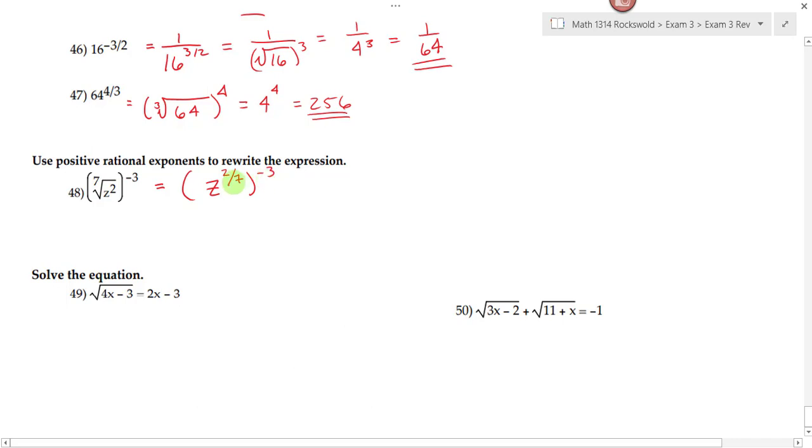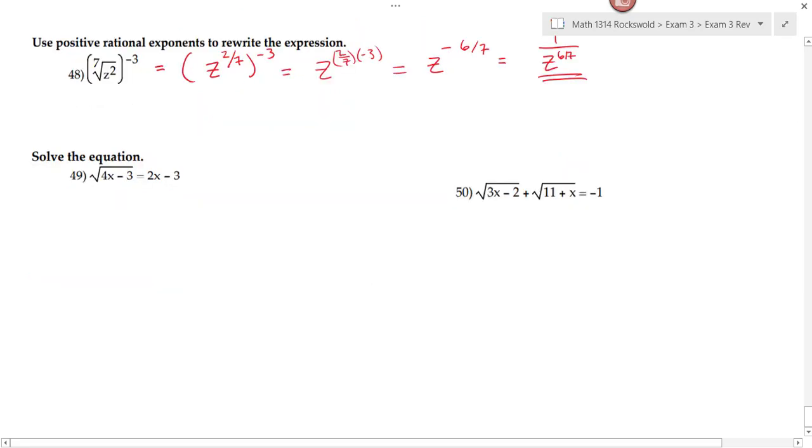Now, when I raise a power to a power, what do I do to my exponents? I multiply 2/7 times negative 3, and that's going to give me z raised to the negative 6/7. I have to use positive rational exponents, so this would be 1 over z raised to the 6/7. And that would be my final answer.